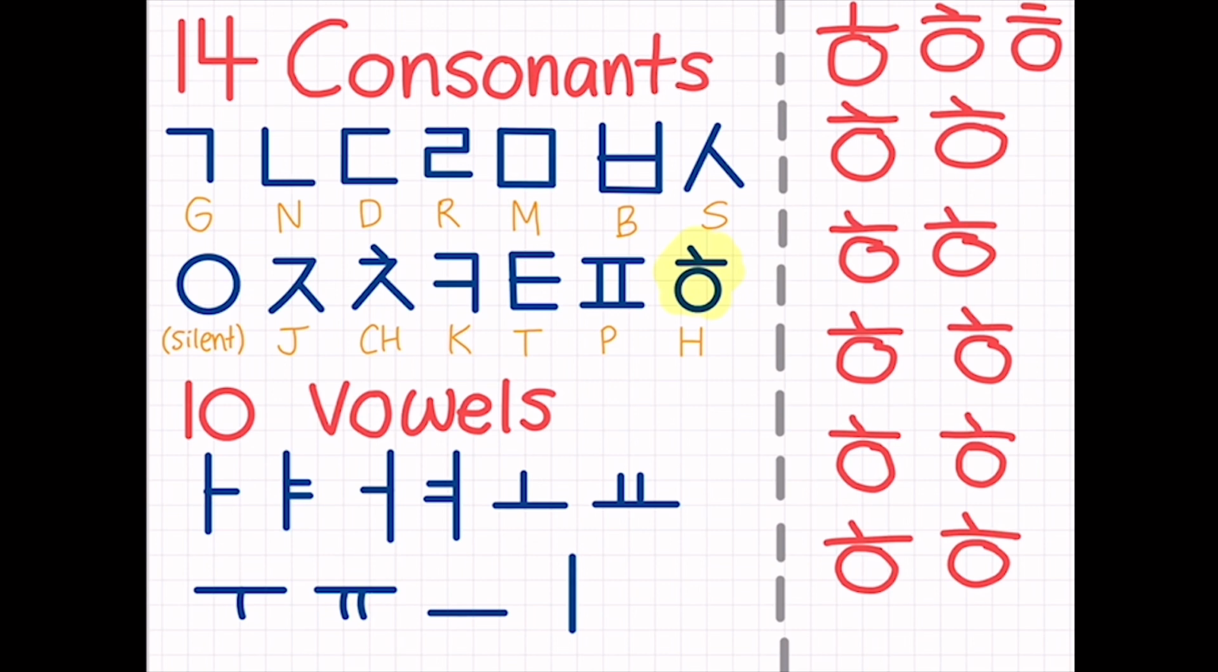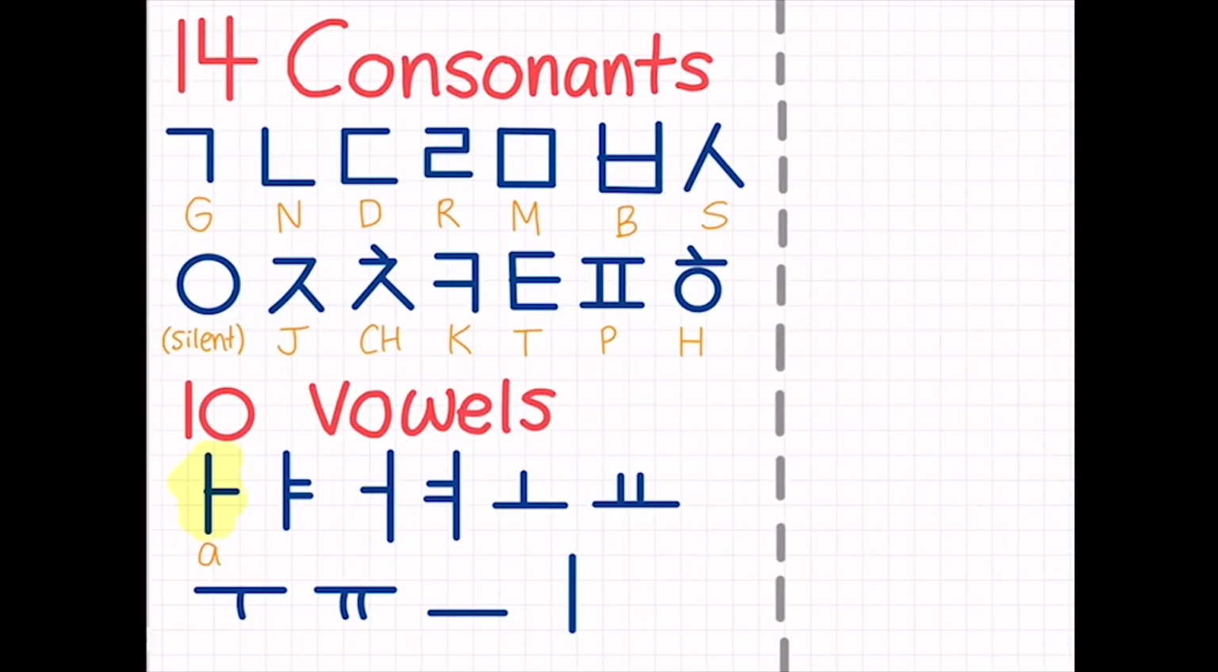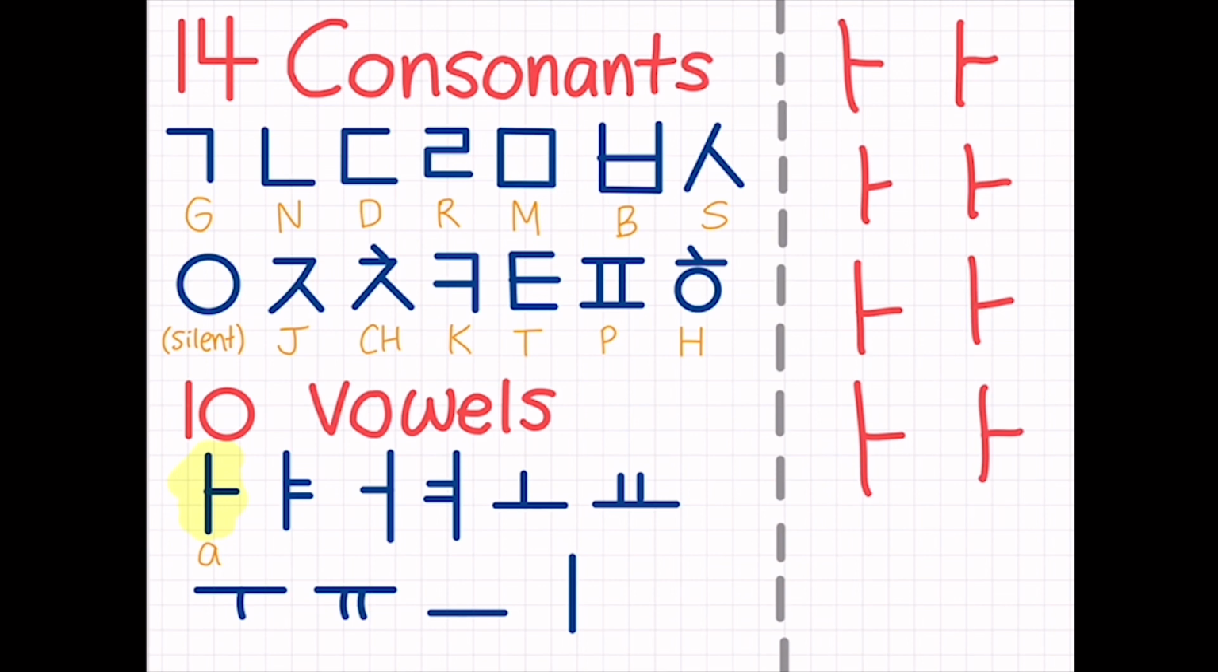Very good. Now we shall be moving over to the 10 vowels, all right? So first vowel that we have has the ah sound. Remember, Korean consists of consonant and a vowel together in order to form a letter. Okay, so we're just learning the vowels right now. Ah.